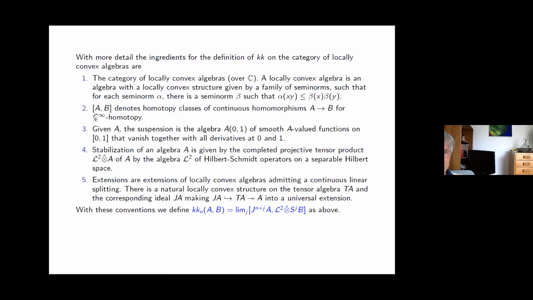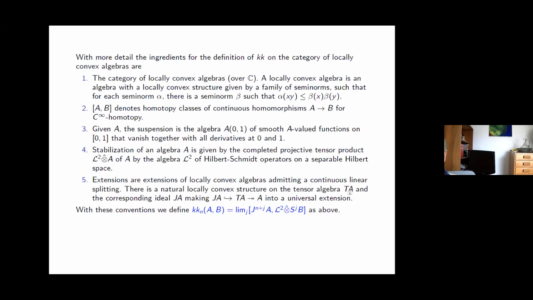And homotopy is C-infinity homotopy. So also the square brackets will now denote homotopy classes for C-infinity homotopy. And the suspension, again, will also be defined using C-infinity functions. So it's defined as before, but simply replacing continuous functions on the unit interval by C-infinity functions. And at the endpoints, we also want all derivatives to vanish, not just the function. And the stabilization, again, it wouldn't make sense to stabilize by the compact operators, C-star compact operators, because in cyclic homology that would kill everything. But we can take, for instance, the projective tensor product by the Hilbert-Schmidt operators again. And the extensions are extensions of locally convex algebras. And here again, we assume that we have a continuous linear splitting.